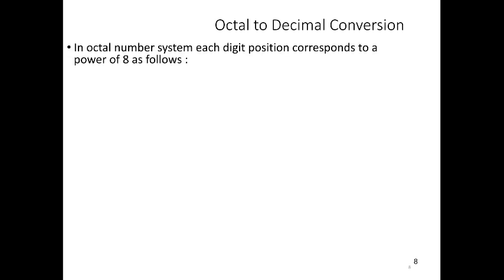Next, before we converted a decimal value into octal, whether it is in the form of an integer or a fraction. Now I want to convert from octal to decimal. We will see octal to decimal. In the octal number system, each digit position corresponds to a power of 8.